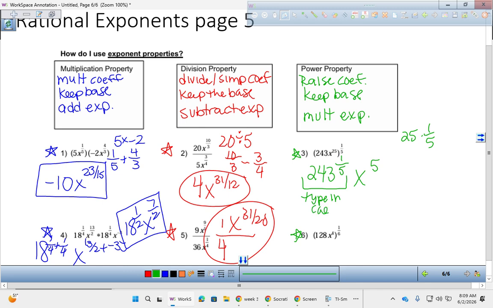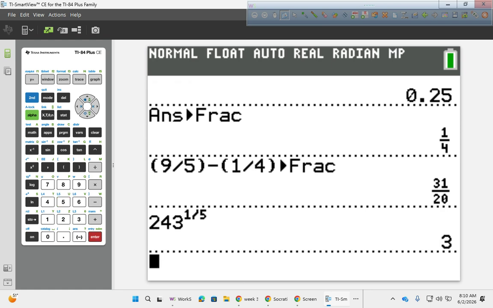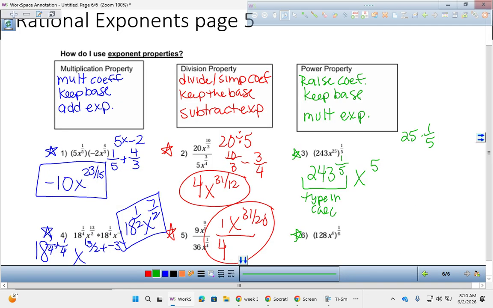I'm going to type that in the calculator and see if it's a whole number. So 243 to the 1/5. Some of you have to use parentheses around the 1/5. If you have a calculator that doesn't raise the exponent, see how my exponent gets smaller? If your calculator keeps it down, you have to put it in parentheses. So it would be like parentheses 1 divided by 5. That works out nicely to a 3. So I'm going to change this answer to 3x to the 5th.